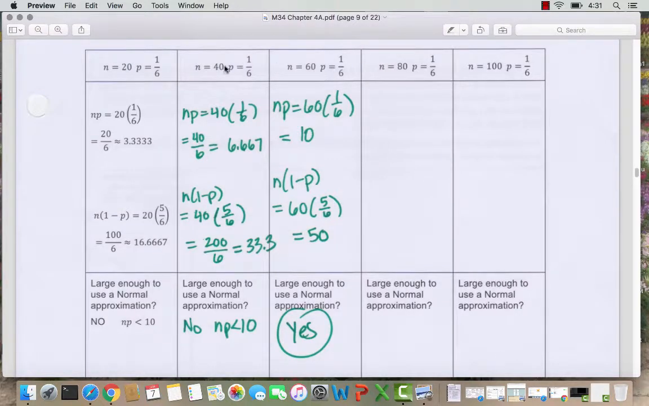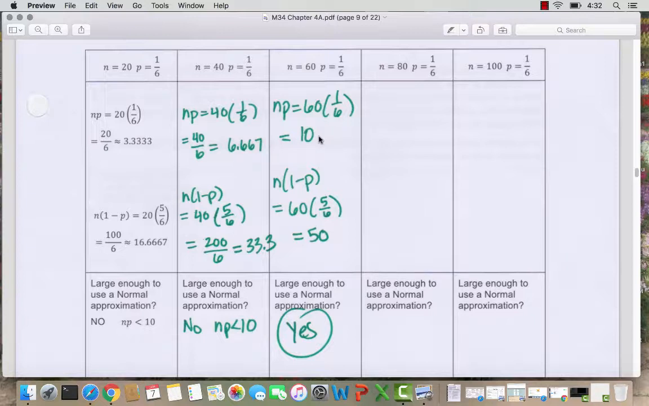So let's check, what if we go up to n equals 40 as our sample size? 40 times 1 out of 6, our n times p calculation is 6.667. So again, it's not up to 10, even though n times 1 minus p, the 40 times 5 out of 6, is greater than 10. Both of these calculations have to be at least 10. So then if we let n be 60, meaning our sample size would be 60 different M&Ms we'd pull out of the bag, n times p is exactly 10. So we're in business here.